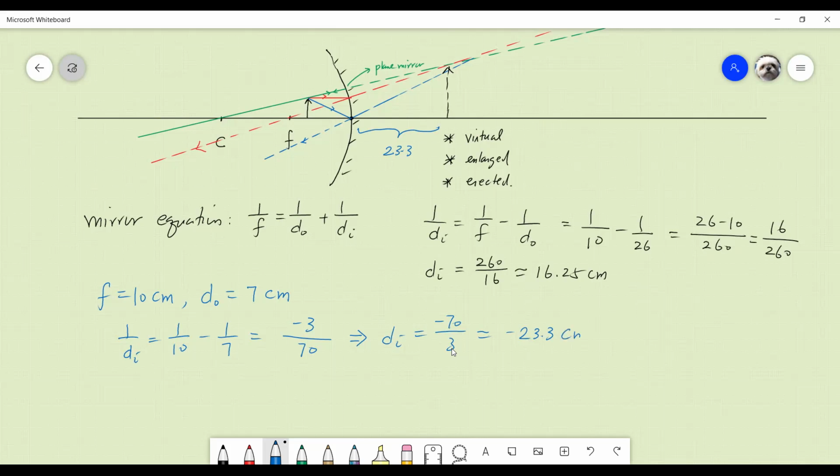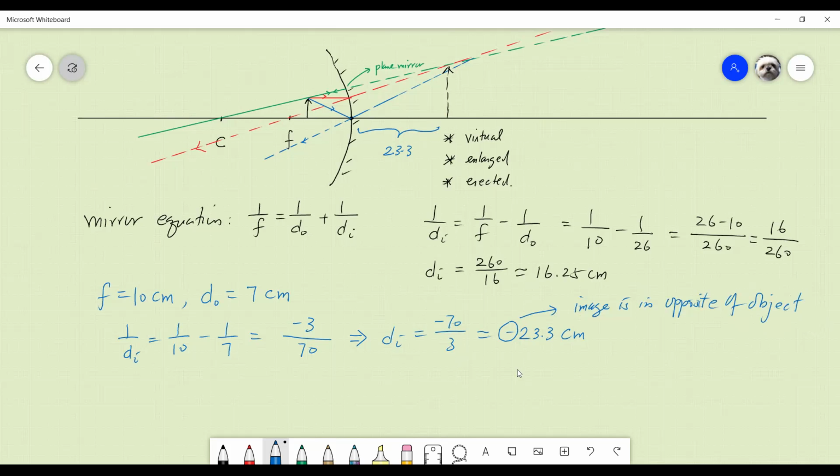Now the question is how we are going to interpret this sign. The negative sign tells me that I have an image on the opposite side of the object. All right, so negative. Good? Yes, good.